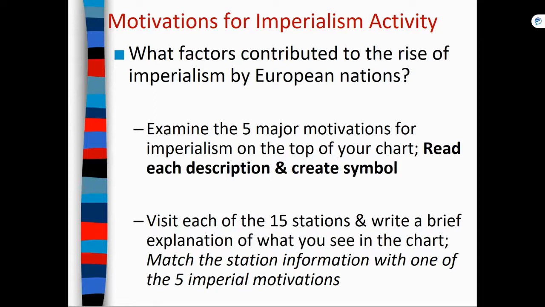Motivations for imperialism activity. What factors contributed to the rise of imperialism by European nations? Examine the 5 major motivations for imperialism on your chart. Read each description and create a symbol of your own choosing. Visit each of the 15 stations and write a brief explanation of what you see in the chart. Match the station information with one of the 5 imperial motivations that you just created a symbol for.